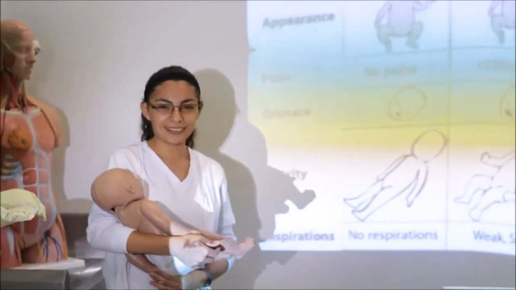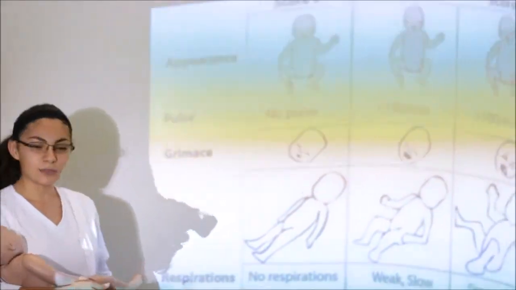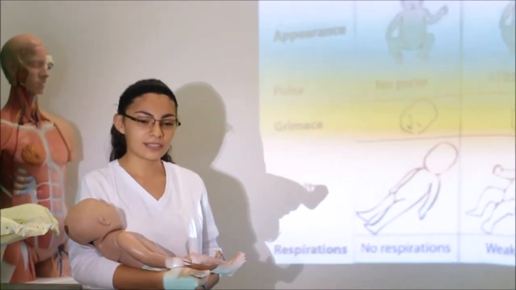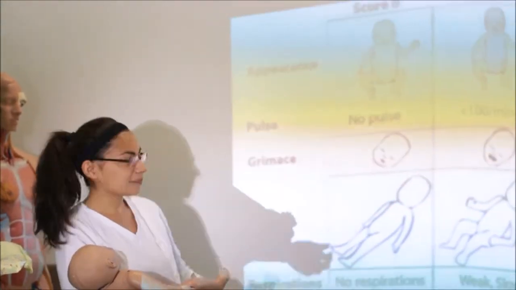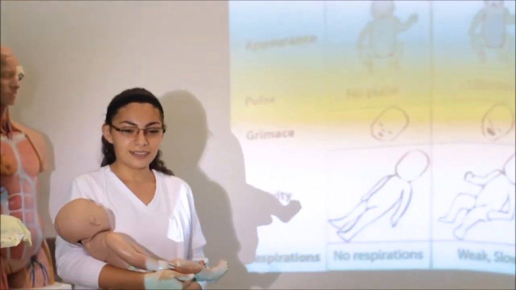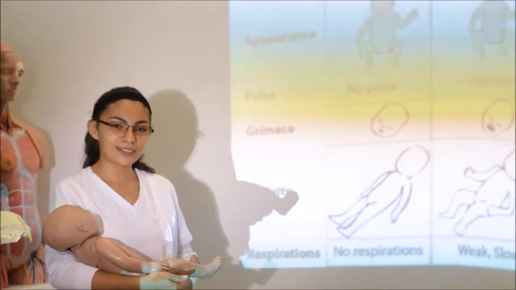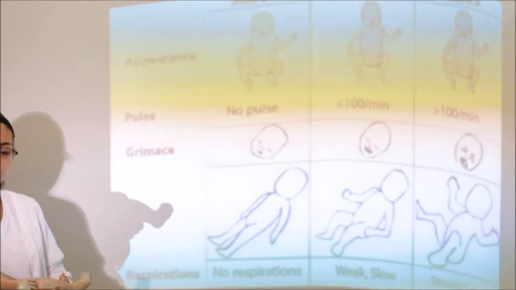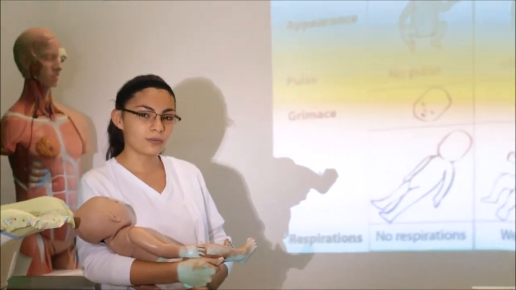Now I'm going to explain the next score, the muscle tone. If the muscles are loose and floppy, the infant scores 0 for muscle tone. If there is some muscle tone, the infant scores 1. And if there is active motion, the infant scores 2 for muscle tone.